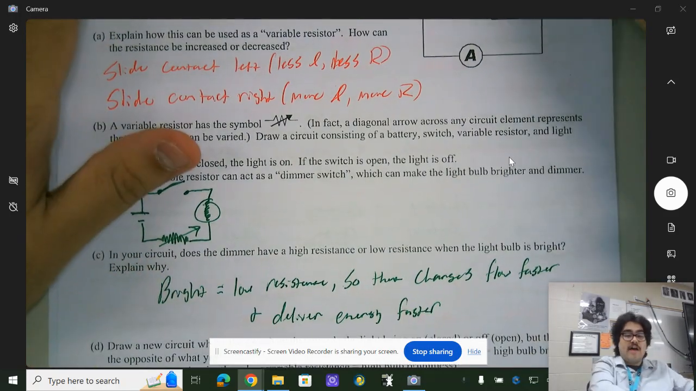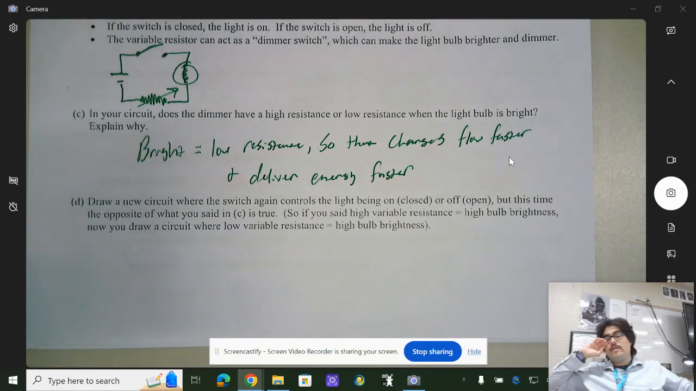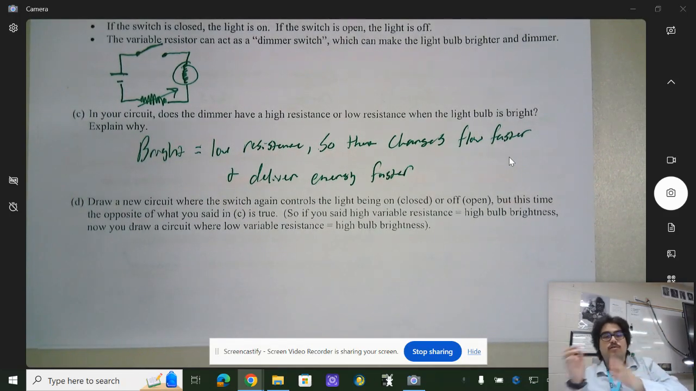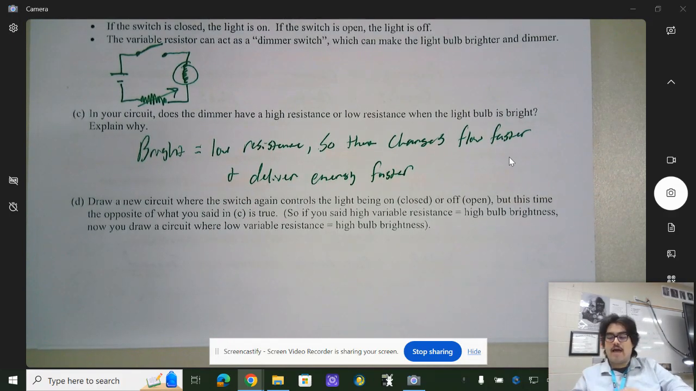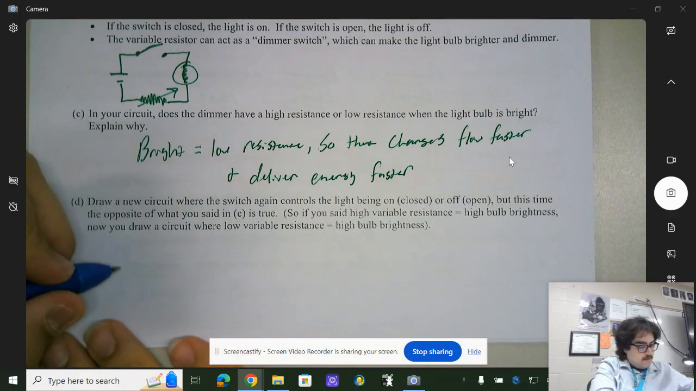The final part on here is a new circuit that does the opposite. So we said that low resistance makes the light bulb brighter, but now we want low resistance to make the light bulb dimmer. How can we do that? Well, we can use the other type of circuit, which is called a parallel circuit. So if we were to do that, we would draw this.